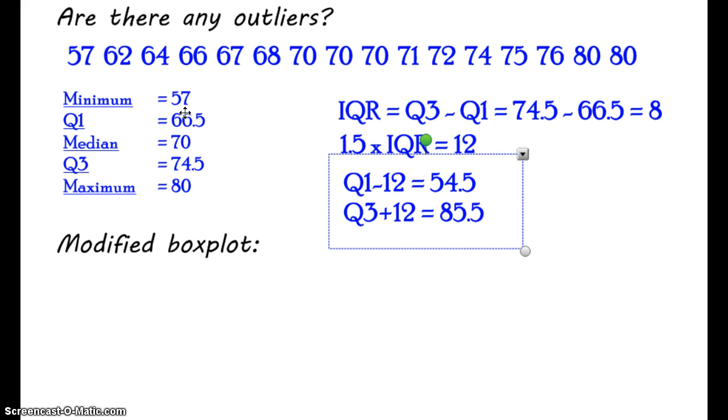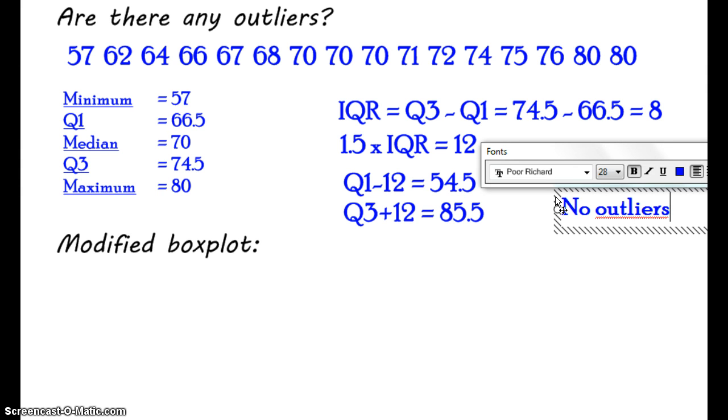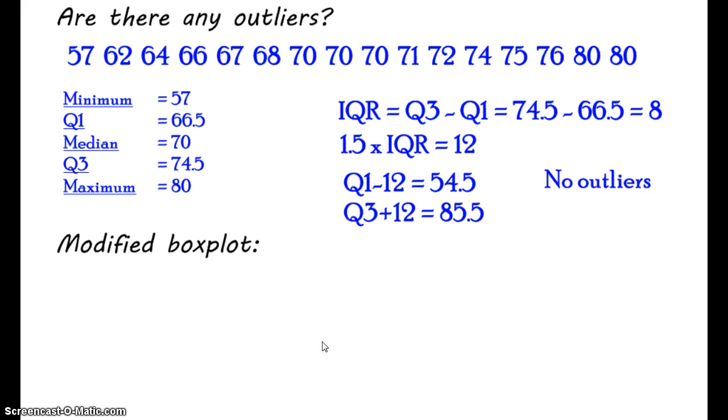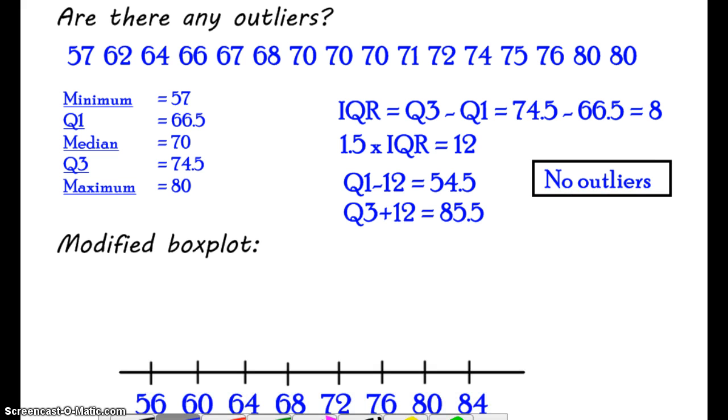So as we go and we look at our minimum, it is 57. Well, that's greater than Q1 minus 12, so no outlier on the lower end. And if I look at the maximum, that's 80, and our upper boundary is 86.5. So it looks like I'm well within my boundaries, so there are no outliers in the distribution of your guesses. So then we can begin to make our box plot.